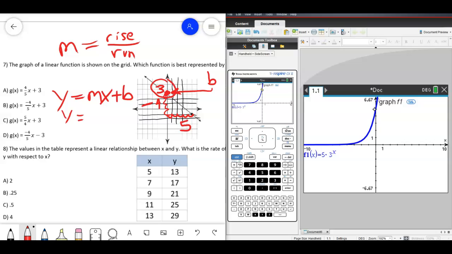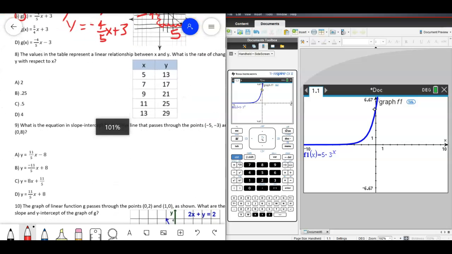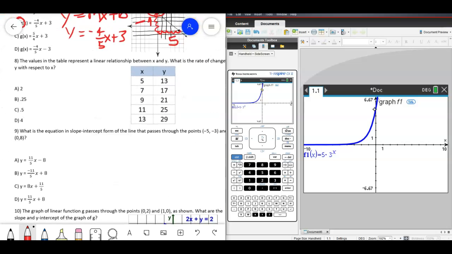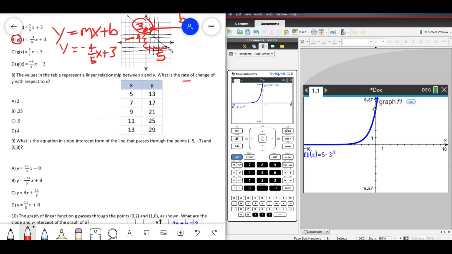So y equals negative 4 over 5 x plus 3. That's letter B. Okay, that's kind of ugly and hard to see, but the test will be easier. The values in the table represent a linear relationship between x and y. What is the rate of change? You've got to know rate of change means slope, or your m value.